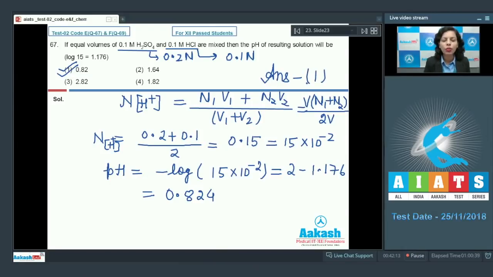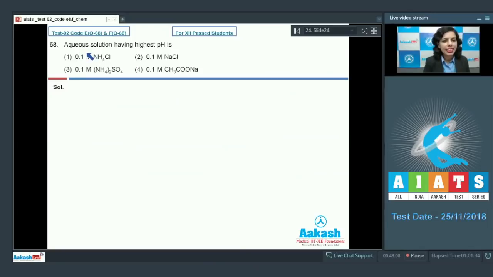After this, it's turn for the next question. Question number 68. The aqueous solution having the highest pH is. In the first option, it is given 0.1 molar ammonium chloride. Ammonium chloride is the salt of a weak base and strong acid. Its pH is less than 7. Then if we talk about the 0.1 molar solution of sodium chloride, this is a neutral salt with a pH of 7.